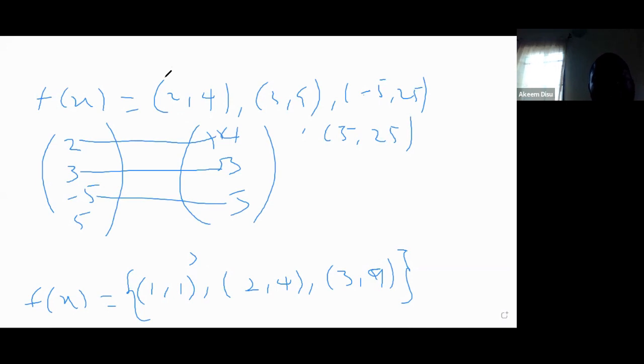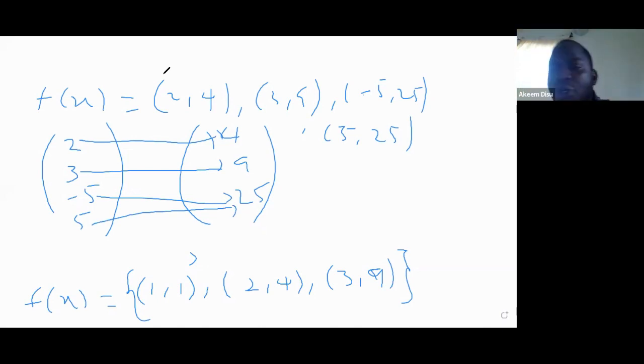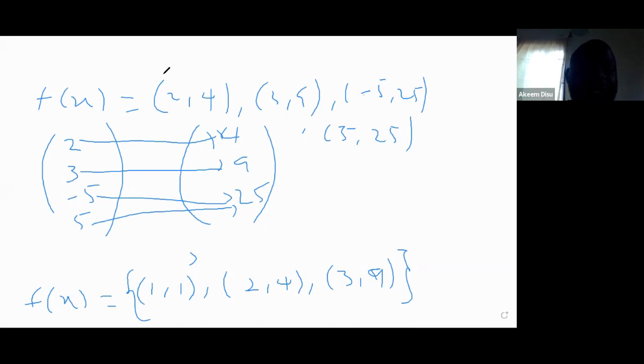Okay, I made a mistake. This would be 9. And let's clean this. This will be 25. Are you getting me? You can see that minus 5 and 5 match to 25. In this case, this is not a one-to-one function. Only a one-to-one function can have an inverse. Is that taken? I hope somebody is with me.